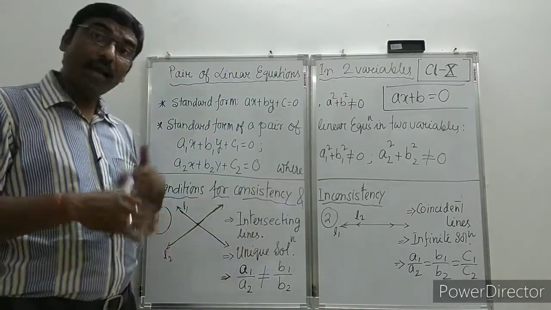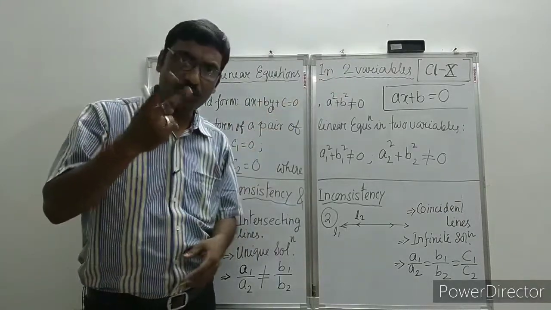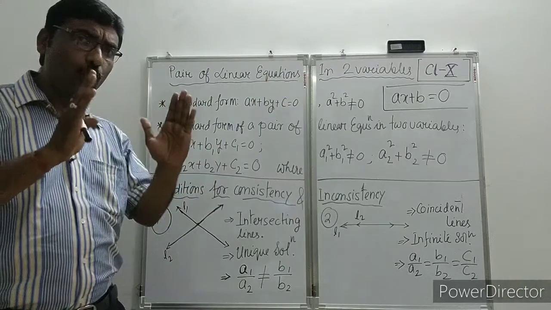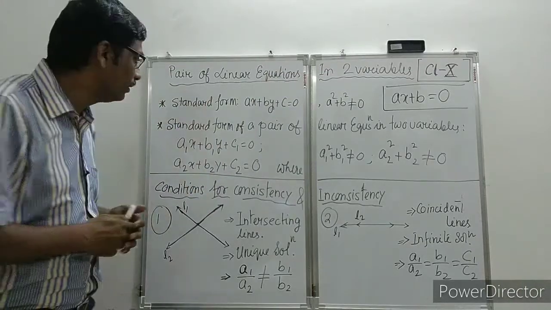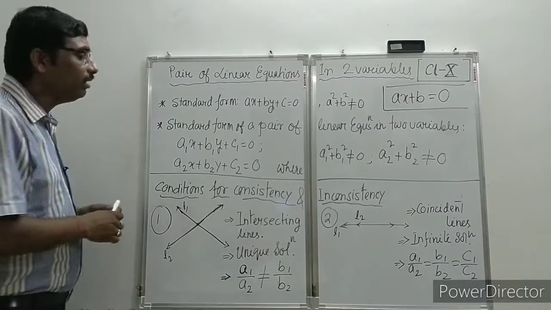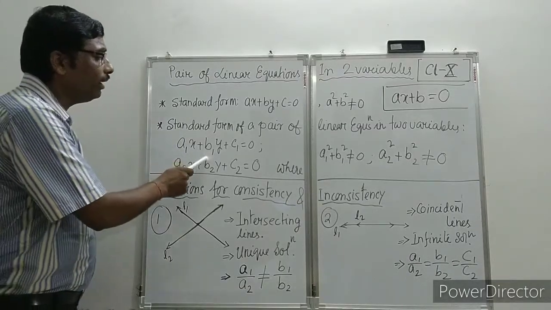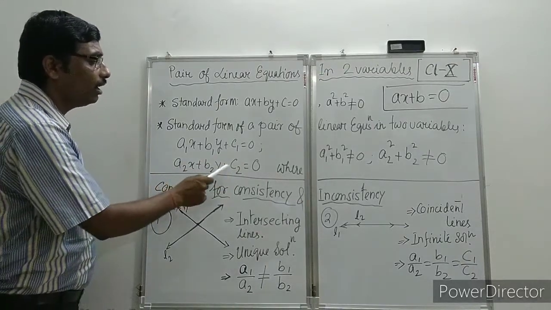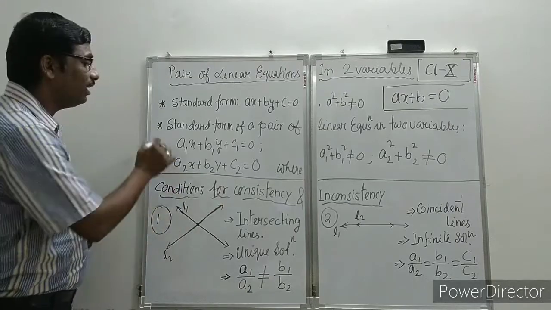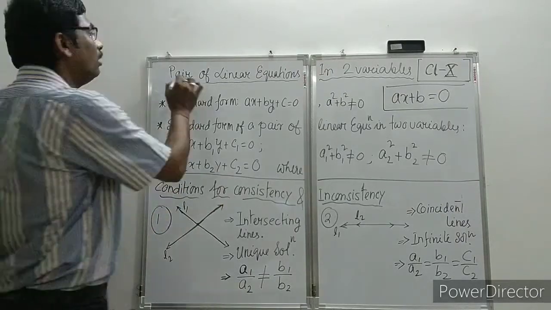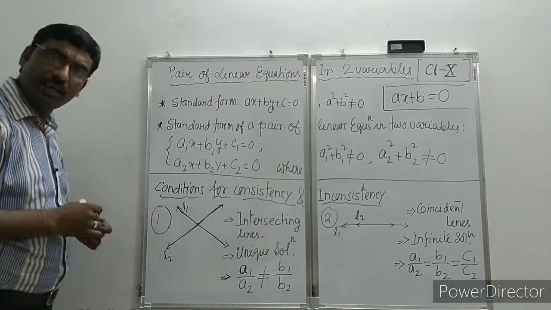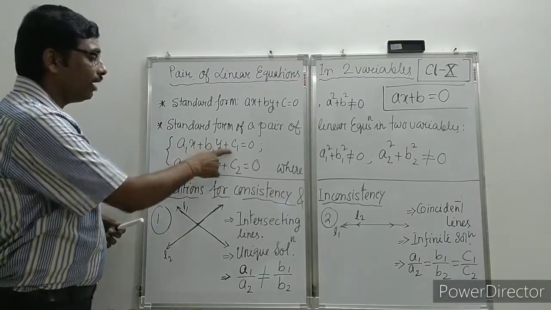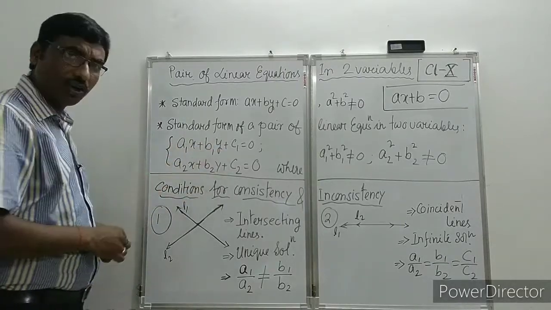Now comes the pair of linear equations in two variables. Pair means two. That means there will be two linear equations in two variables. The standard form will be a1x plus b1y plus c1 equal to 0 and a2x plus b2y plus c2 equal to 0. Here there are two equations, that's why it is called a pair of linear equations in two variables. The variables are x and y, and a1, b1, c1 and a2, b2, c2 are the constants.